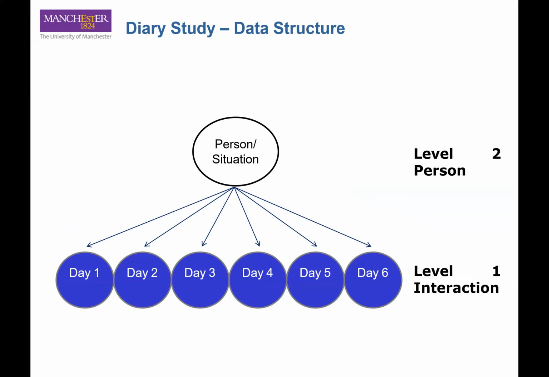In this example, there are two levels. Level 1 is the interaction. It's the multiple collection of the same measurement, day 1 to day 6. And level 2 is the person, or usually the situation at the higher level. So for each patient in this case, we are going to collect data 6 times: day 1, day 2, day 3, day 4, day 5, and day 6.